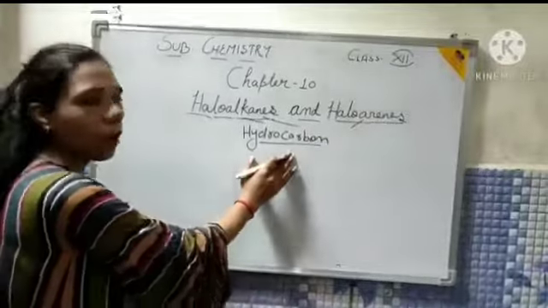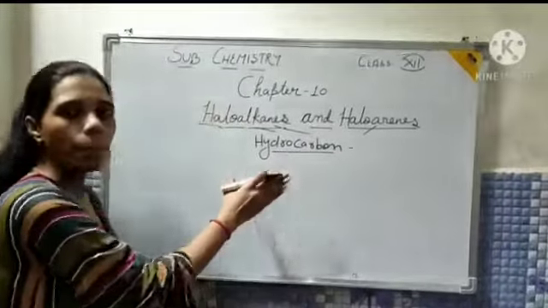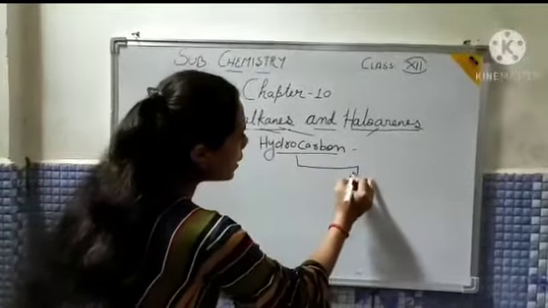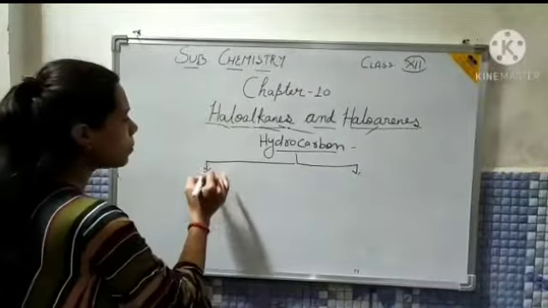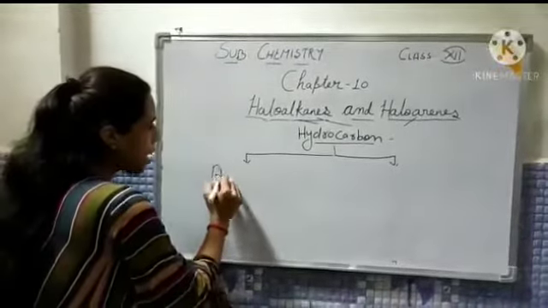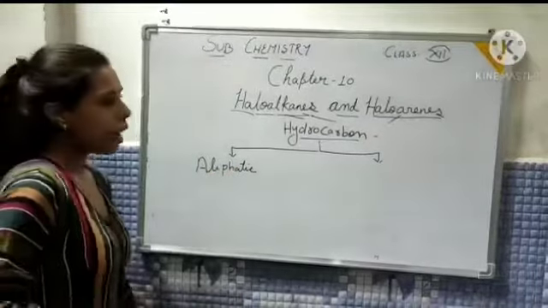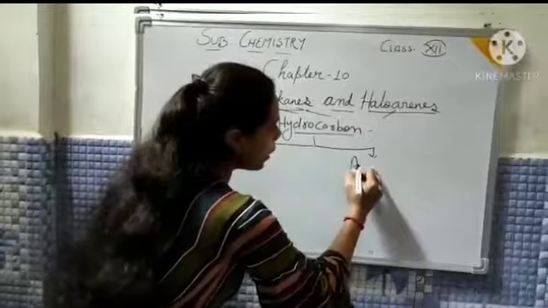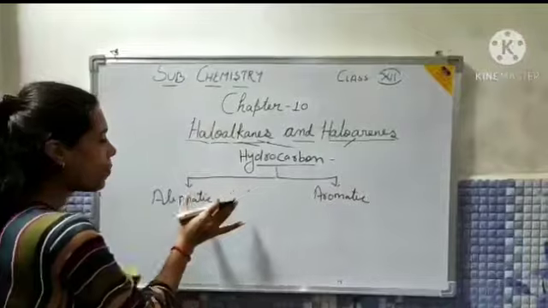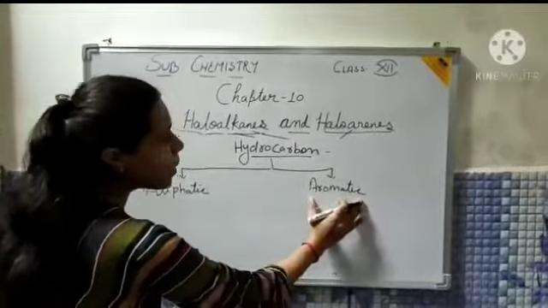Now we'll come to the topic of hydrocarbons. Hydrocarbons are organic compounds made up of hydrogen and carbon. We will divide hydrocarbons into two categories. The first category is aliphatic hydrocarbon, and the second category is aromatic hydrocarbon. First of all, understand that hydrocarbons divide into two categories: aliphatic hydrocarbon and aromatic hydrocarbon.